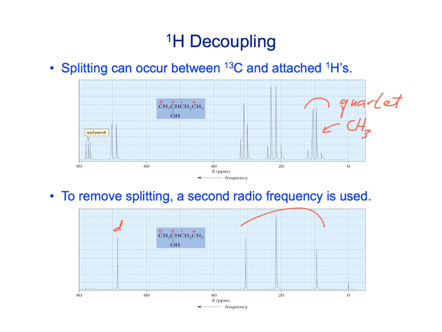This is another quartet. This is a triplet. How many protons would be attached to that? 2 protons, right? This would be CH2. Here's a doublet. Means it would be a CH. And sometimes we'll see this.